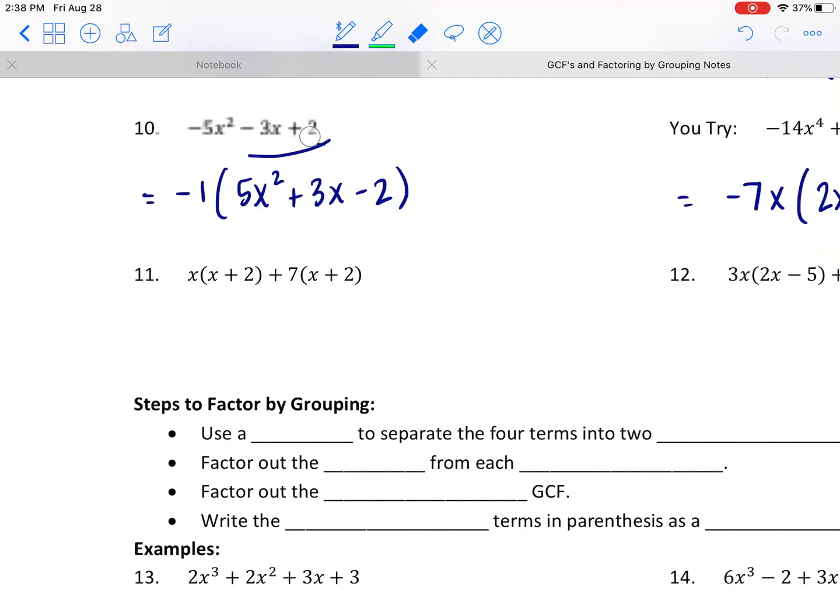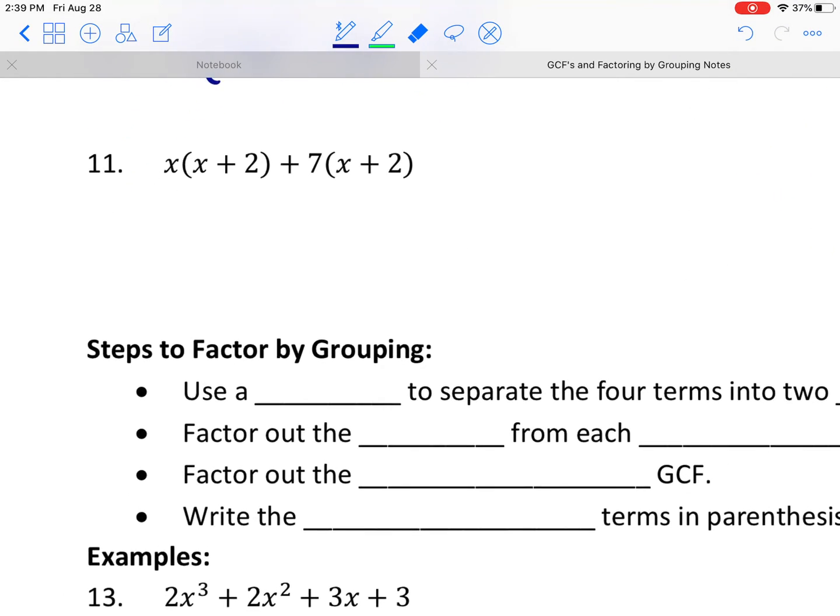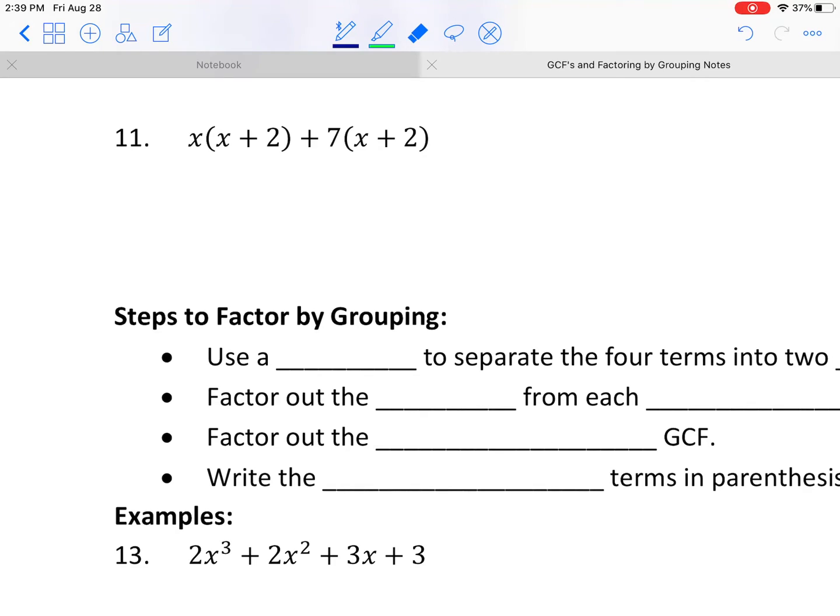What about in number 11? How many terms do we have? Well, what separates terms is pluses and minuses, addition and subtraction. So technically, this x being multiplied by this x plus 2, that multiplication links these together, which means this is all one single term. And the same thing here, the 7 is being multiplied by the x plus 2, so that multiplication does not separate those two, it links them together. So this is all one term. So all we're looking at in this problem is two terms.